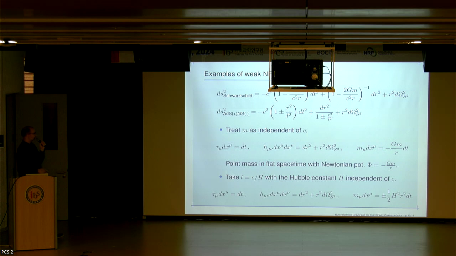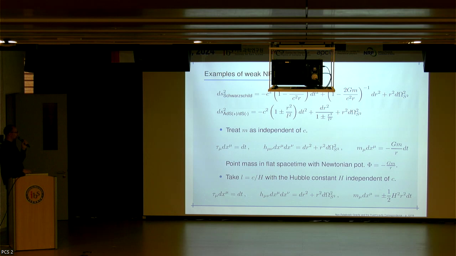Now you can also take AdS or de Sitter, where the plus sign is AdS. And then there's a length scale here, but I can rewrite that in terms of a Hubble constant. So I can say c over H, where H is independent of c. And I can again do an expansion in 1 over c, and then you get this answer here.